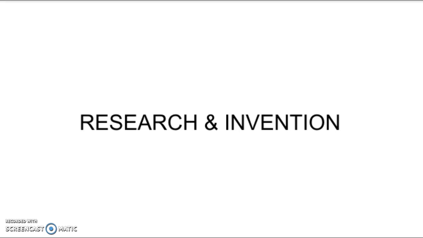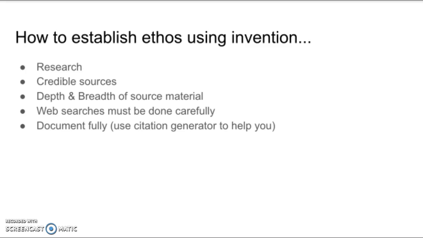All right, I'm going to wrap this up with just a brief thought about how invention and research then work together. So going out to find ideas, those places where we can use information to develop our lines of argumentation in our speech making ability. And of course that has to be done with careful research. And one of the best ways that you can establish your own ethos is by doing careful research, using credible sources, making sure that you have a depth and breadth of source material, and that if you're searching on the web, which most of us do, that those web searches are done carefully, that you vet your sources.